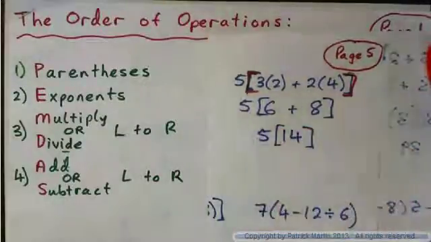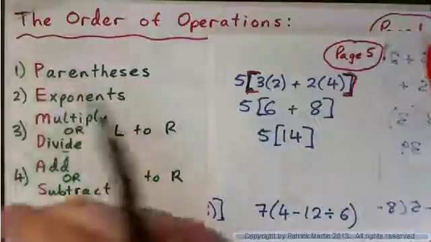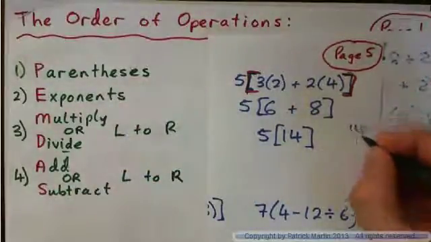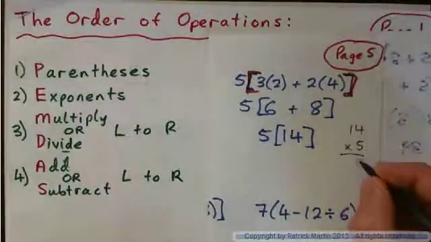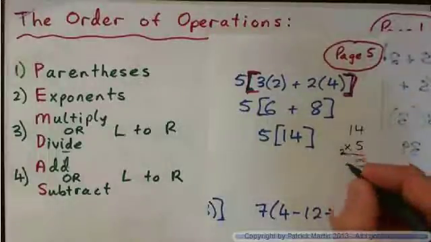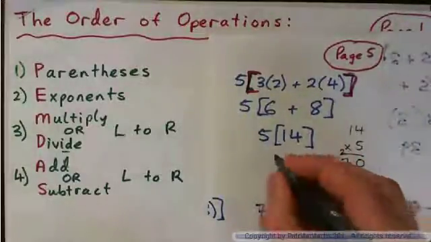So I've got 5 times 14, and then I just calculate that, right? 14, 5, multiply. 5 times 4 is 20, carry the 2. 5 times 1 is 5, and 2 is 7. Okay, so the answer is 70.